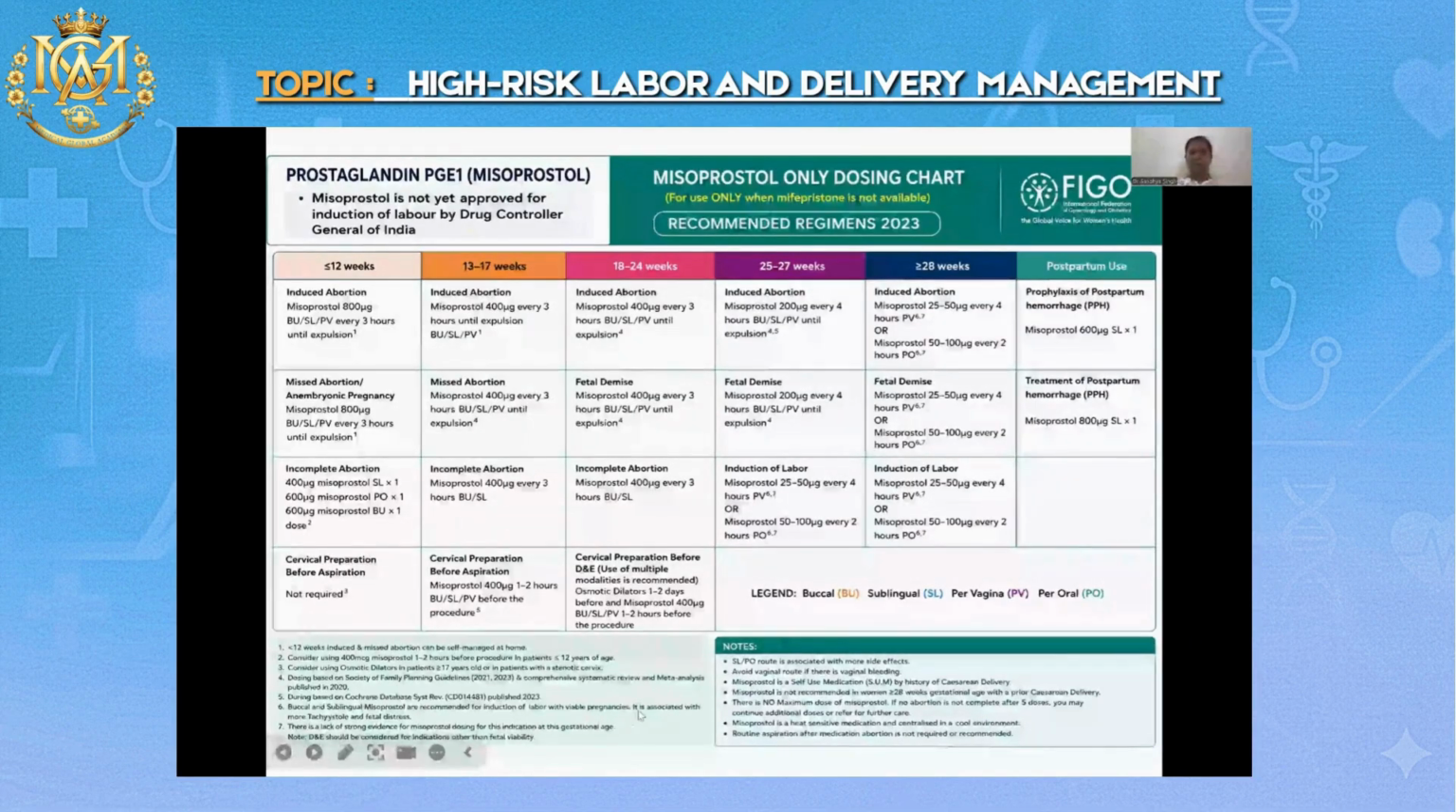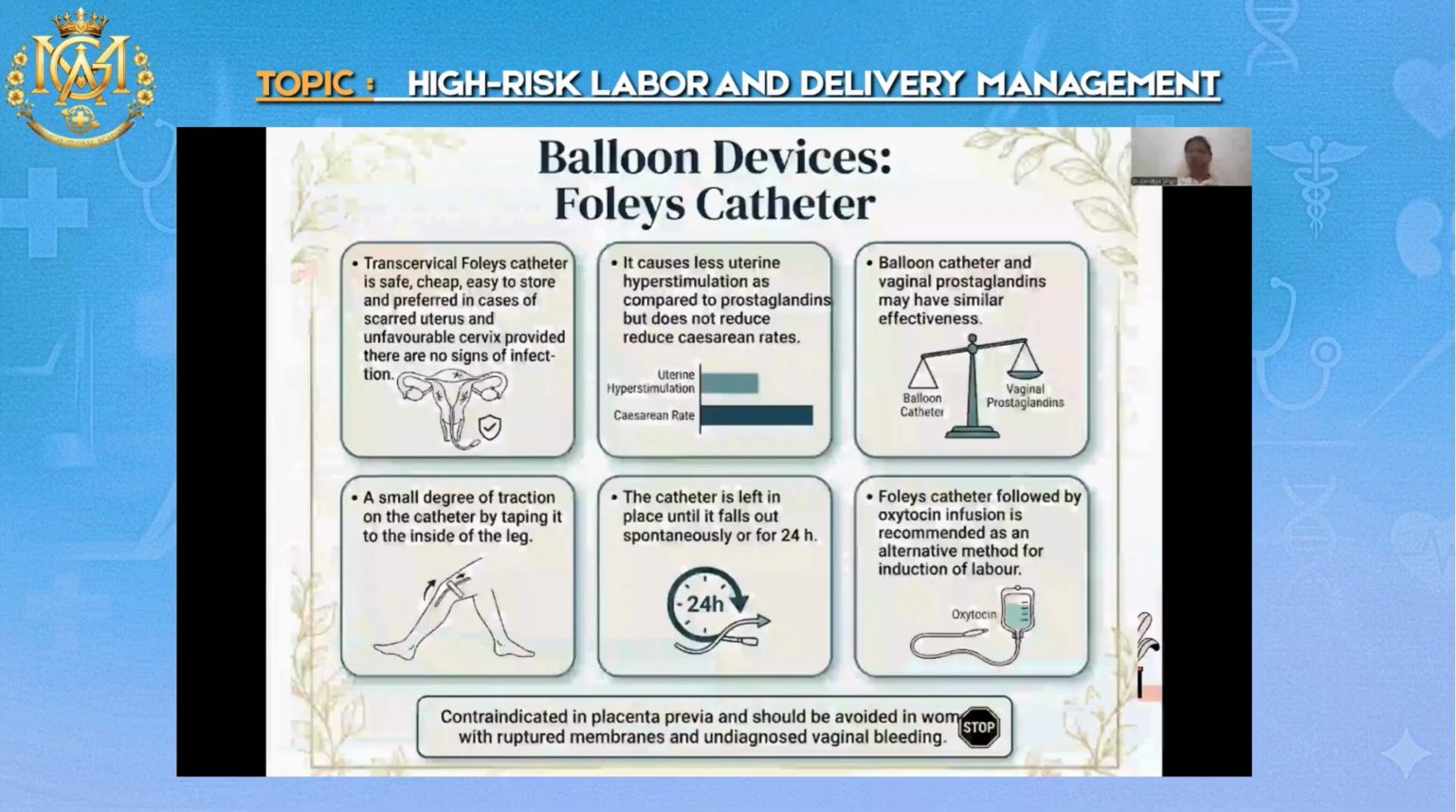See, buccal and sublingual Misoprostol are recommended for induction for viable pregnancy, but it is associated with more chances of tachysystole, tachycardia, and fetal distress. Please keep that in mind. Coming to mechanical methods, what we mostly use is a Foley's. So we put a transcervical Foley's catheter. It's very cheap.